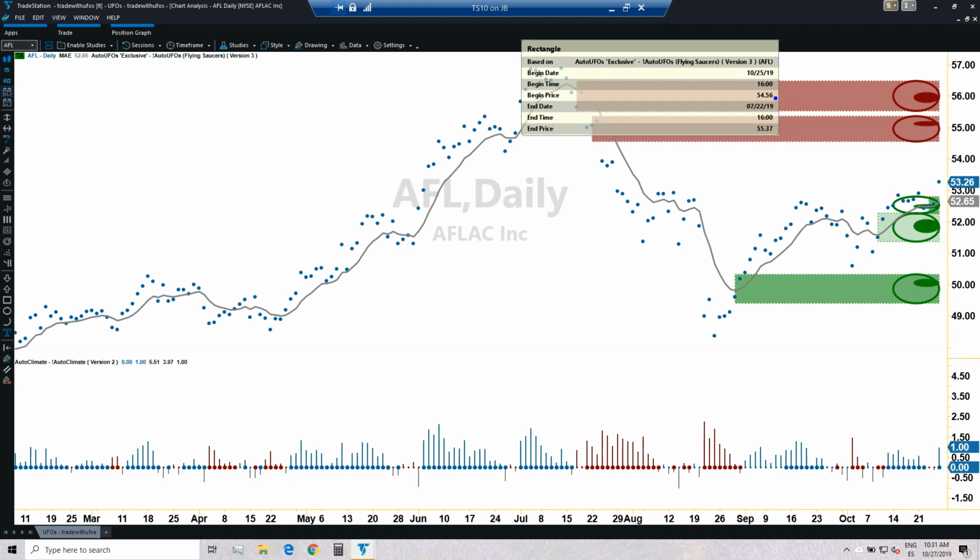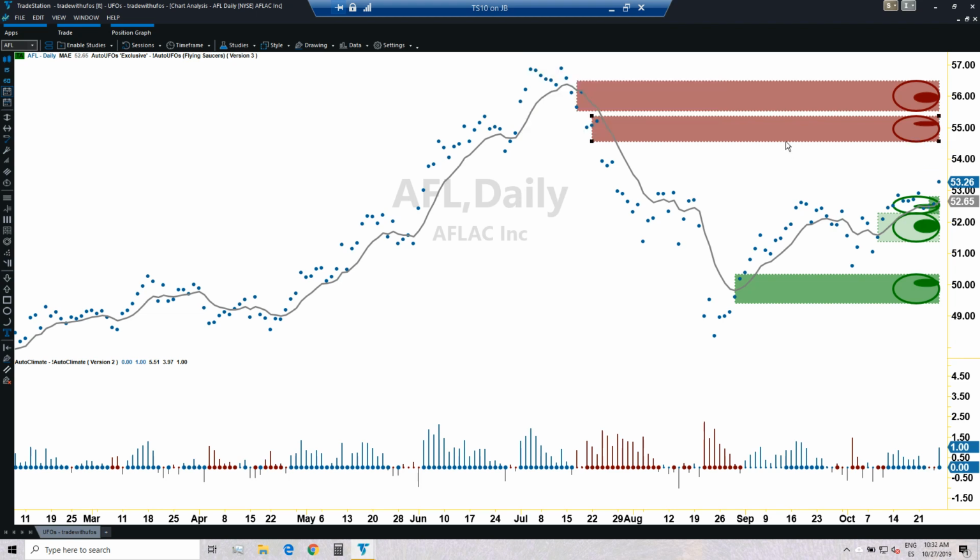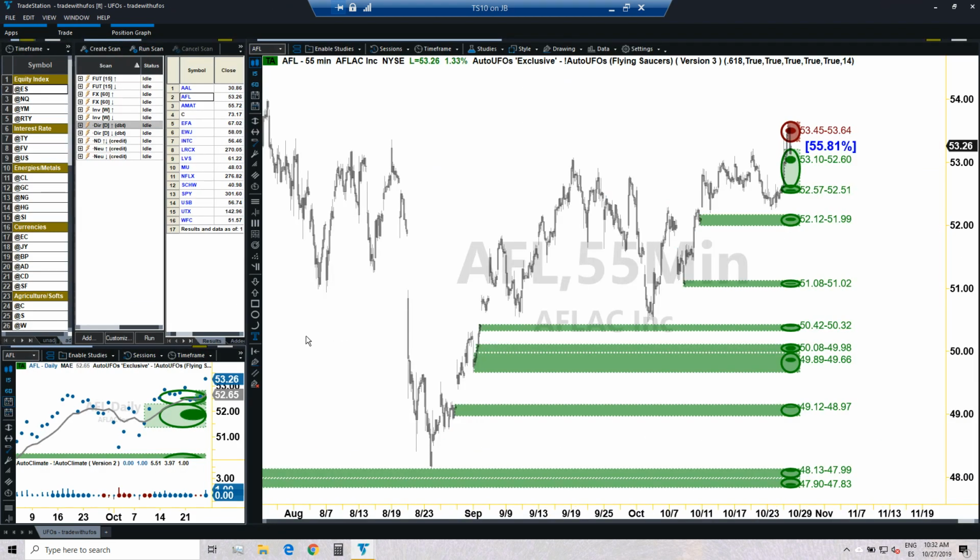Again, right here, which happens to be the bottom part of this UFO. That's your target, 54.56, right there. So we got it. We got the climate, we got the target.